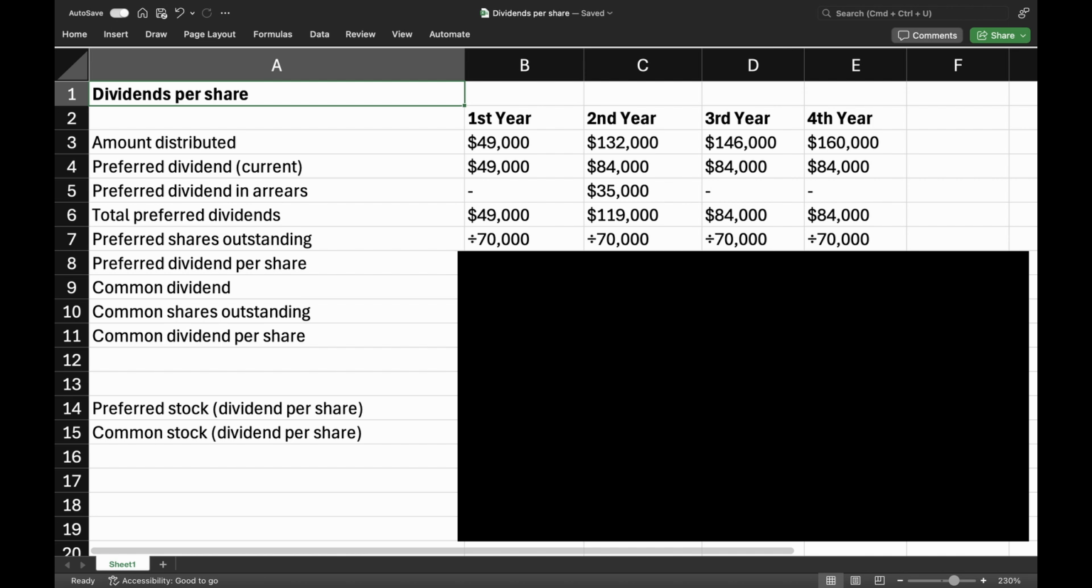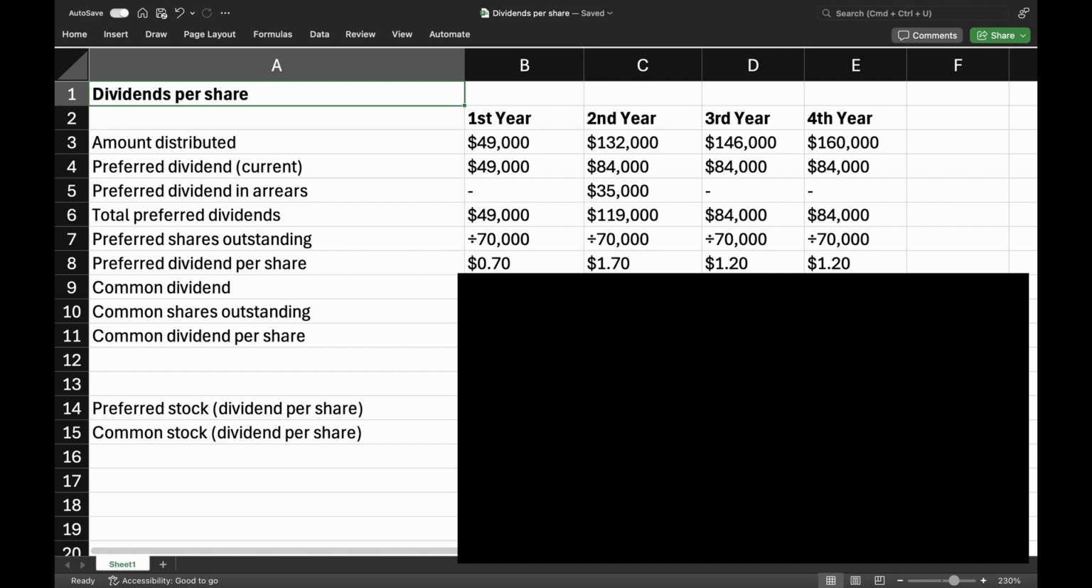So for this problem, you would divide $49,000 by 70,000 shares, which comes out to 70 cents per share for year 1. Then you would divide $119,000 by 70,000 shares, which comes out to $1.70 per share for year 2. Lastly, you would divide $84,000 by 70,000 shares, which comes out to $1.20 per share for years 3 and 4.